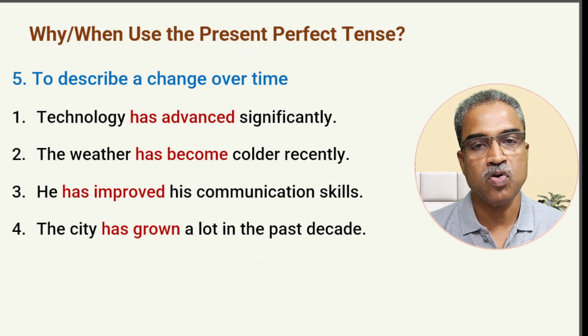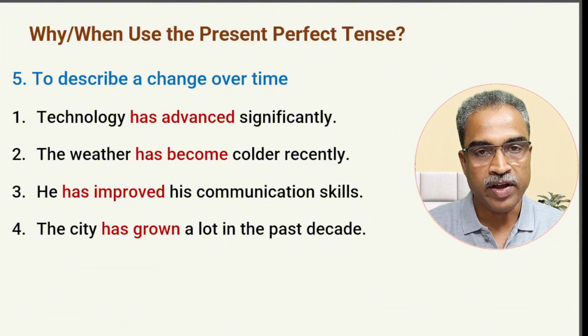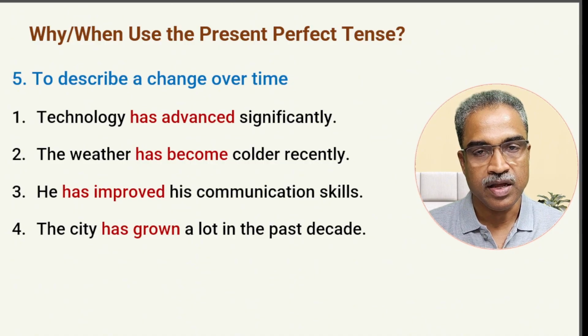Next, the weather has become colder recently. Now it is describing a change over time. Technology is developing, change is taking place in the technological field. Another, weather changes, climate changes all over the world. So the weather has become colder recently. Next, he has improved his communication skills. That means earlier he wasn't that good when it comes to English communication, but recently we have seen this change in him. So he has improved his communication skills.